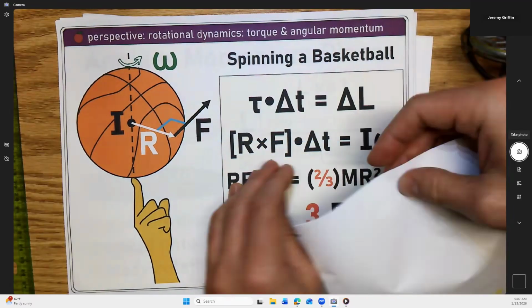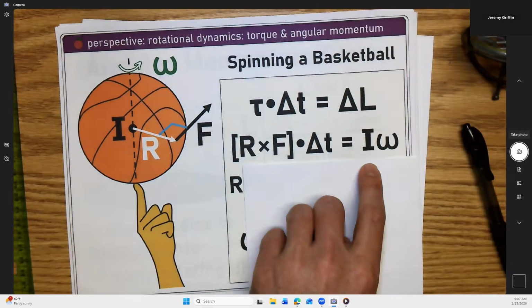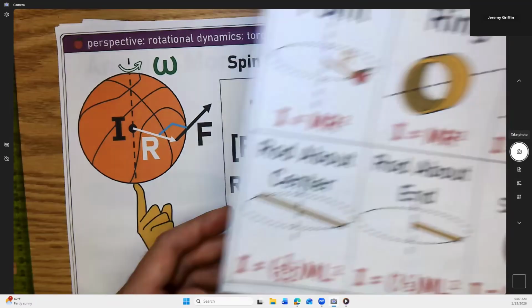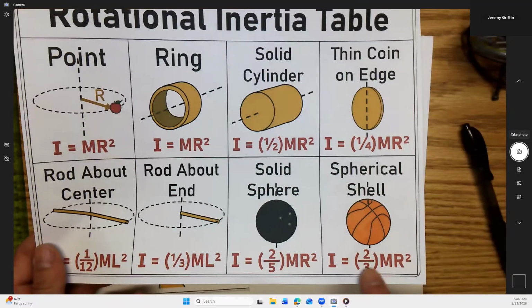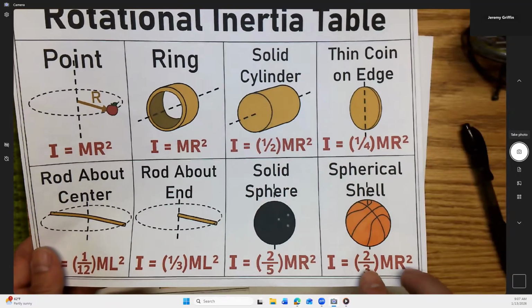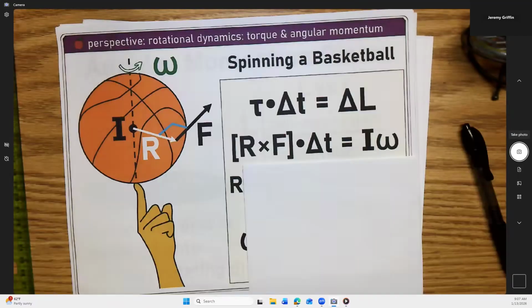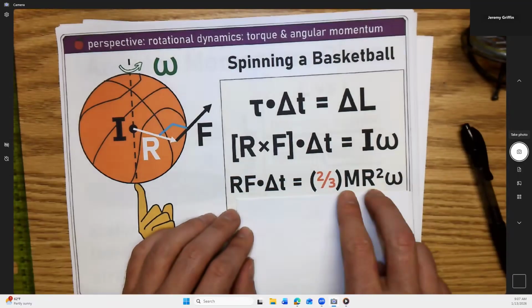Now, this I right here, they would have to give you. You would not be expected to memorize this expression. Let's say I give you this expression. For a spherical shell, which is the basketball, it's 2/3 m r squared. Okay, I is 2/3 m r squared. You would have to know how to substitute that if that was given to you. So that goes right here.